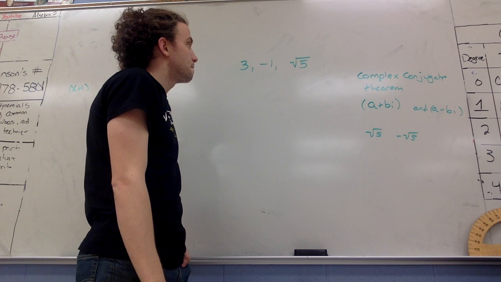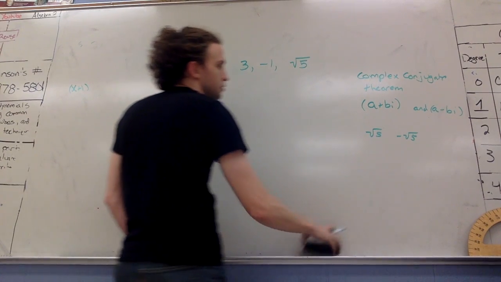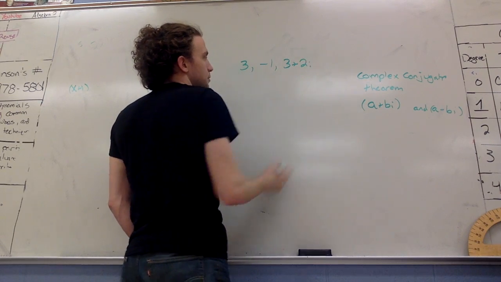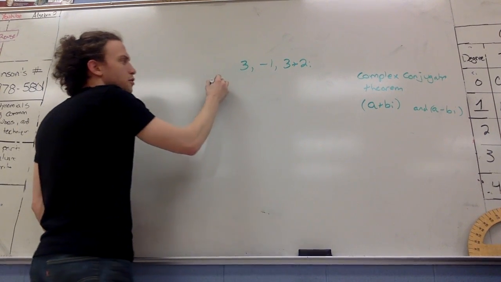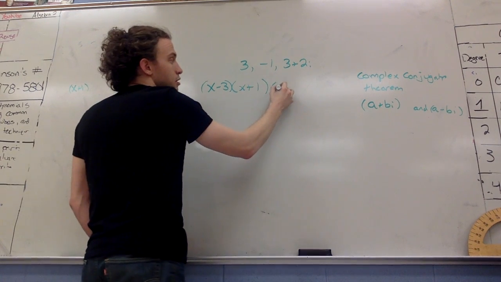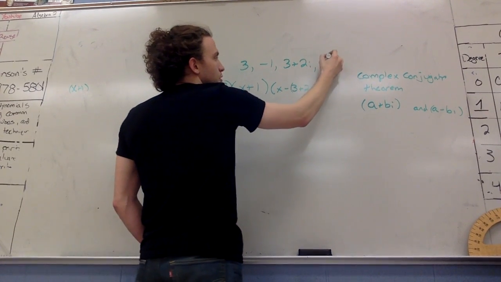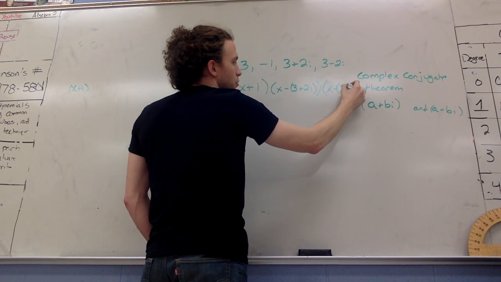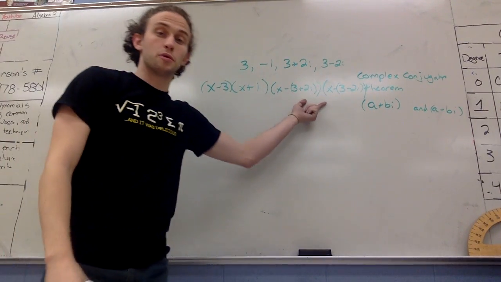Okay. So what we're going to do, actually I'll just change this to 3 plus 2i. So what we're going to do is try to find a function that actually has these as zeros. What I need to do is say x minus 3, x plus 1, x minus 3 plus 2i, and 3 minus 2i, x minus 3 minus 2i. So I need to multiply this out, distribute this out.